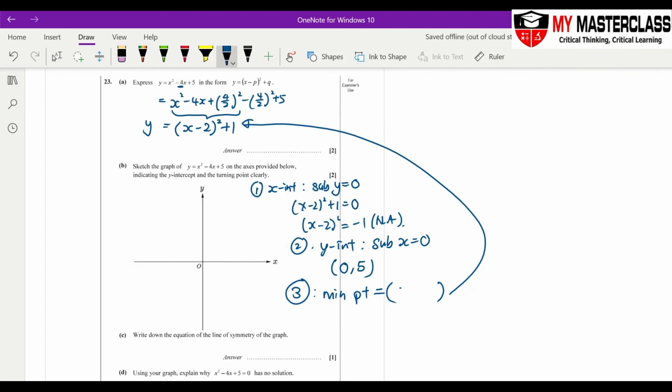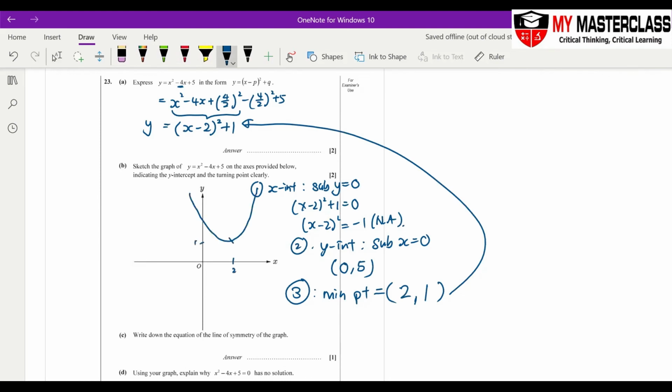Okay, so your turning point, your minimum point, is always based on the completed square. The x is 2, the y is 1. So how does the graph look? The graph looks like this. You can have a 2 here. Let's try to be as proportionate as possible. You can have a 1 here, and then it will go down here and turn up.